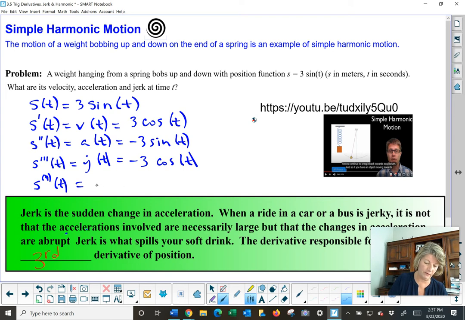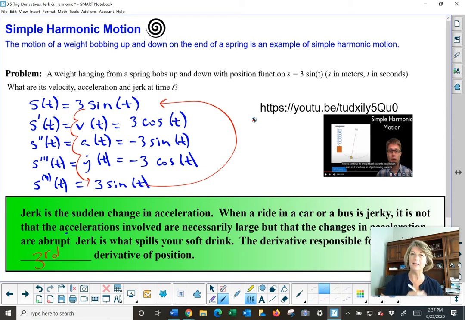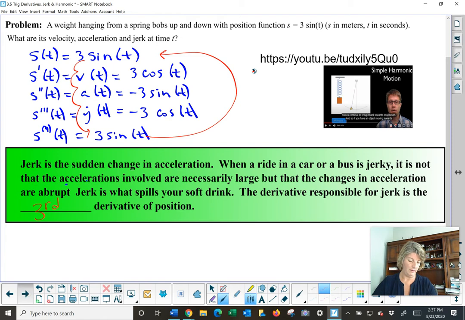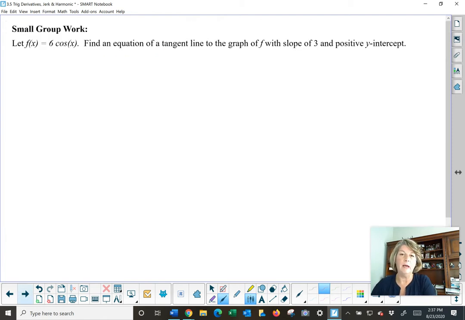And if I take the derivative, I'm going to be back to 3 sine of t. Do you notice something? There's a cycle to these derivatives, right? I'm right back to where I started. And I could bounce through them and then I'd be back to where I started. So yeah, sine and cosine do that. They have a cyclical pattern to them.